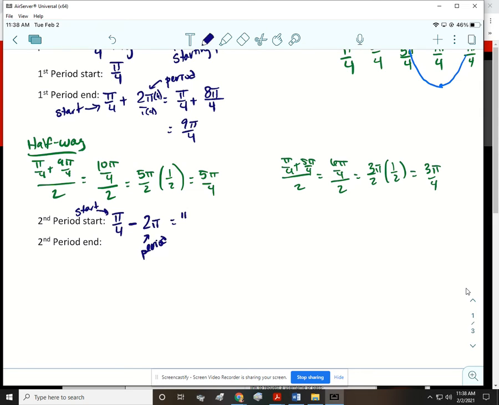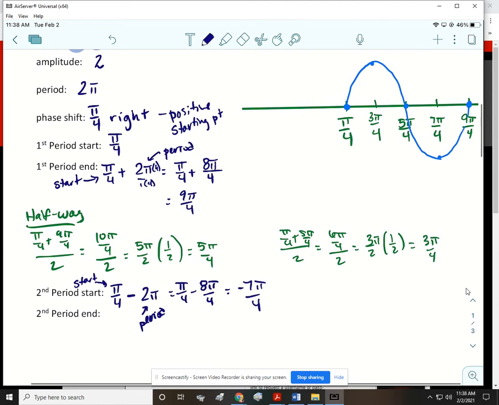Okay, so that's pi over 4 minus 8 pi over 4. It's going to be negative 7 pi over 4. So what that means is this other period to the left is going to start over here at negative 7 pi over 4. Right. And then that period is going to end where this other one started. So that's pi over 4.